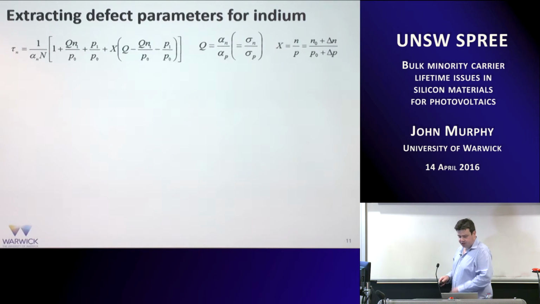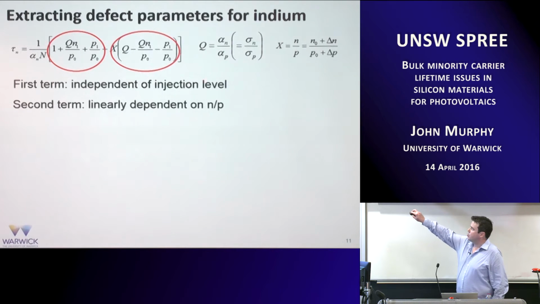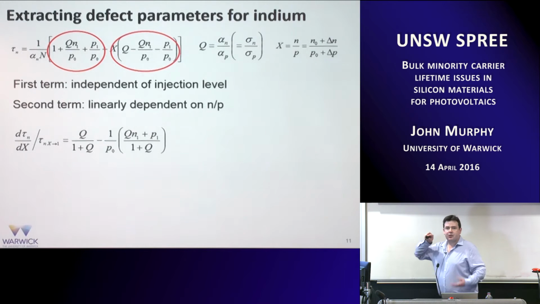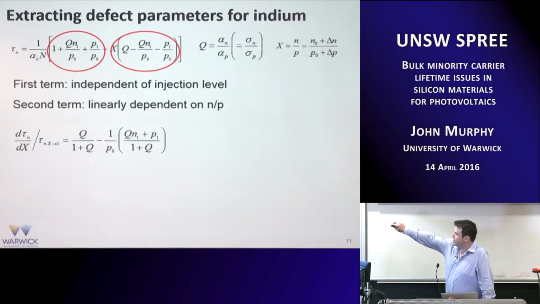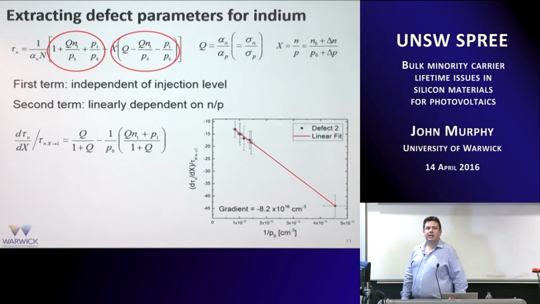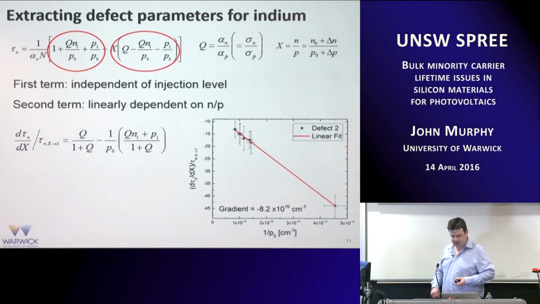So this is the same equation from earlier. We've got this term here that's independent of injection level, and the second term which is totally dependent on N over P. We can do this experiment for different values of P naught, and we can do this plot of just the gradient of the lines divided by the high lifetime limit, and you plot that as a function of 1 over the doping level of the ionized indium concentration. And by doing that, you can work out just from minority carrier lifetime measurements the energy level of the indium defect.